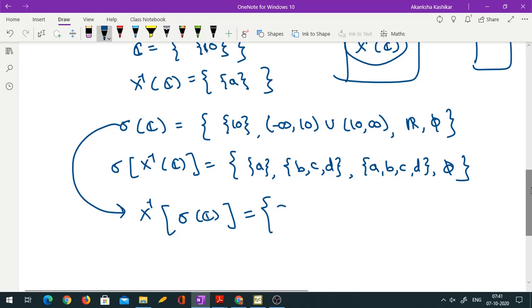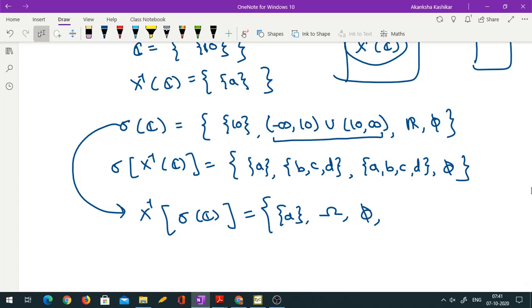So I have to collect inverse images of sets in C. So inverse image of 10 is going to be singleton A. Inverse image of entire R, if I consider, it's going to be entire omega. Inverse image of phi is entire phi. Now what remains is inverse image of this thing. Inverse image of this means I have to see which elements are there and I have to take inverse images of them. So see, 10 doesn't belong to this because this is open at 10 and again it starts open at 10. So the only possible value of X that belongs to this set is 100. So inverse image of this set would be basically inverse image of 100, that is B, C, D.